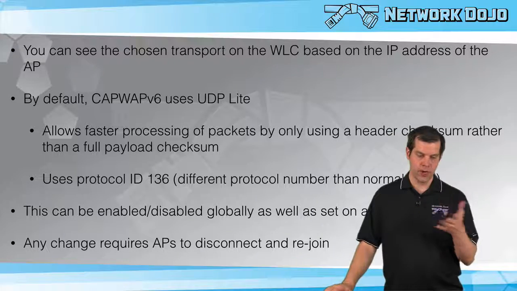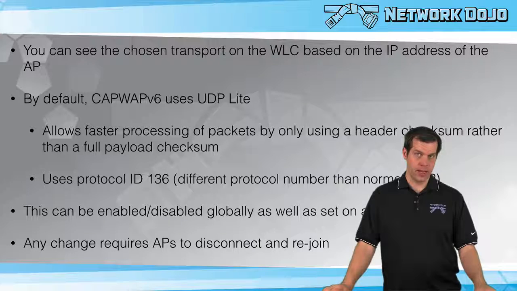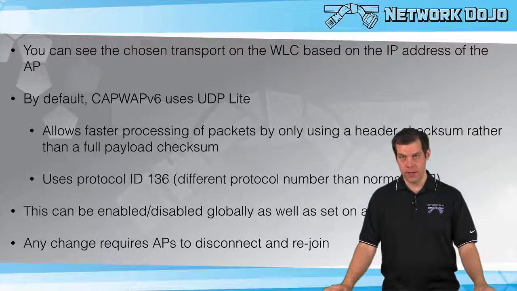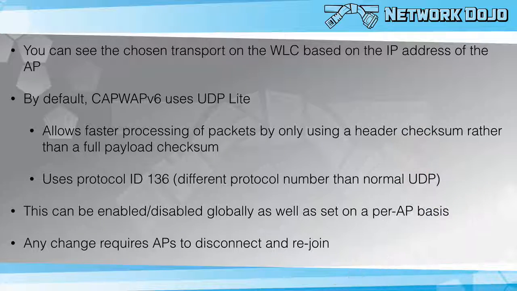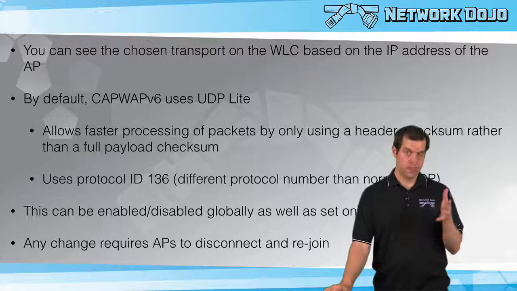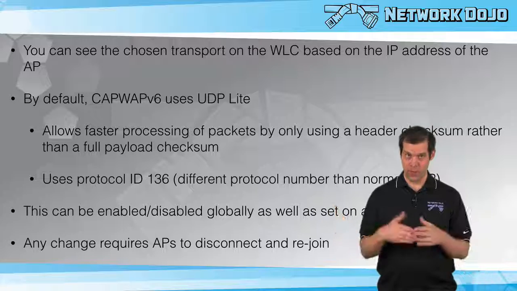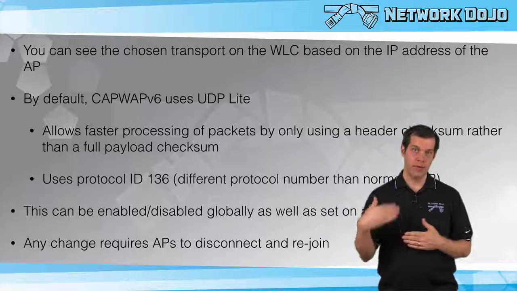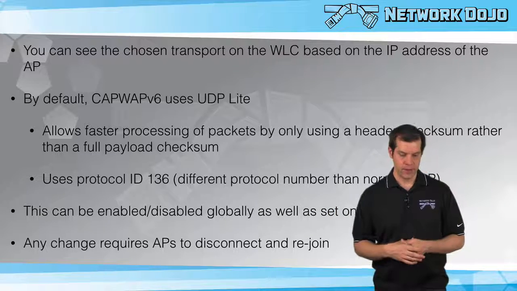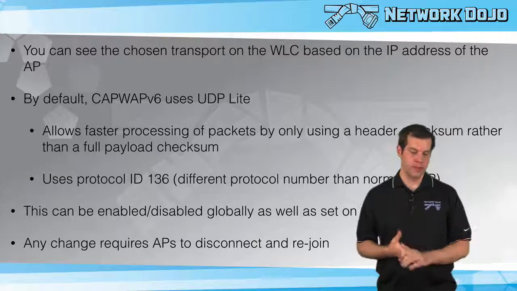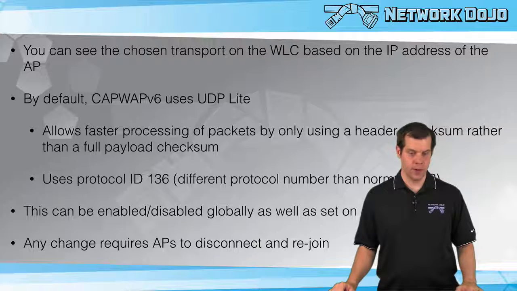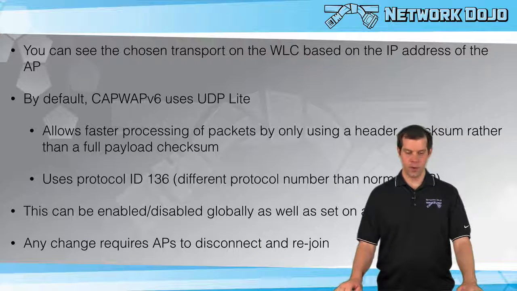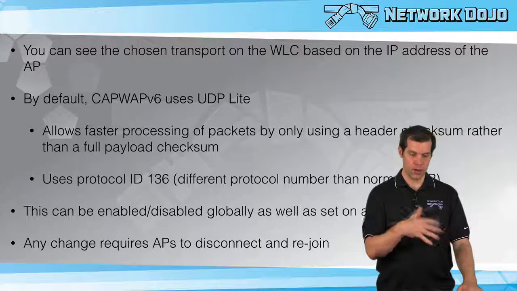So when your APs join up, they don't communicate via UDP, they communicate via UDP Lite, which actually uses a different protocol number, protocol 136, than UDP. That could be a little problem if for whatever reason there's a firewall between your AP and your controller, and you tell them, I want to use IPv6, and make sure that UDP port 5246 is open. Well, by default, it's not going to work because UDP is a different protocol than UDP Lite.